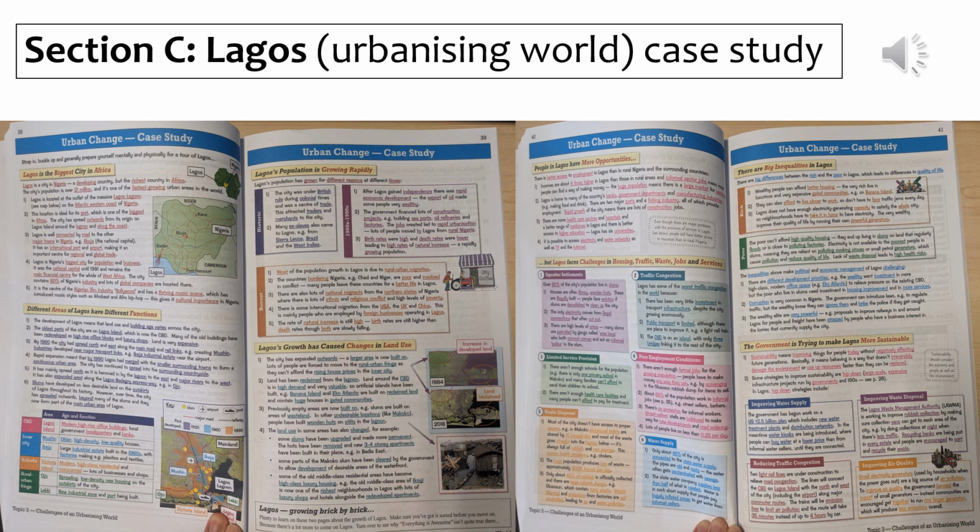For example, the government want to destroy Makoko, but obviously a Makoko resident would say, well, where else am I supposed to live? I can't afford housing in the city. And the government isn't looking yet to build any housing that's available for them.